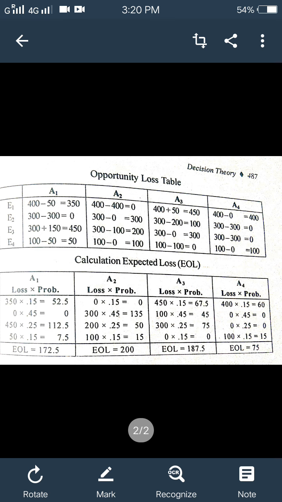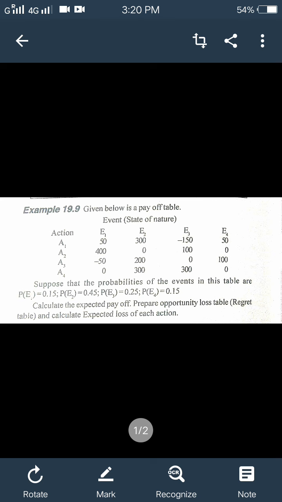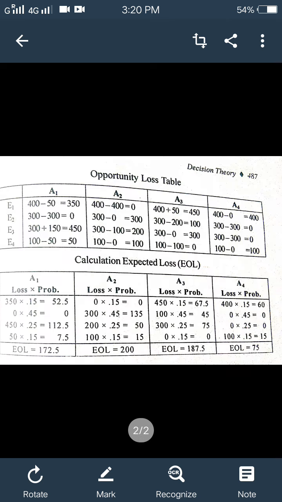Again come to E4. Which value is maximum? Maximum is 100. So we will subtract each value from this. 100 minus 50 is 50, 100 minus 0 is 100, 100 minus 100 is 0, and 100 minus 0 is again 100. Okay, this table is known as the opportunity loss table.